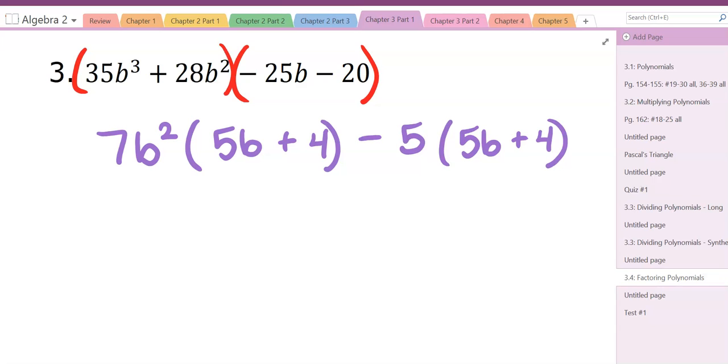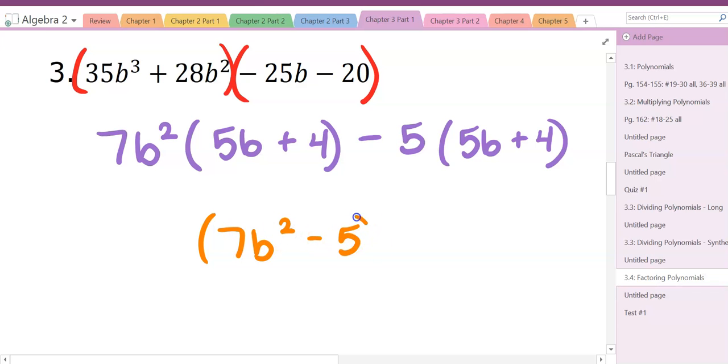Okay, so then the final answer should have said 7b squared minus 5, and then 5b plus 4.